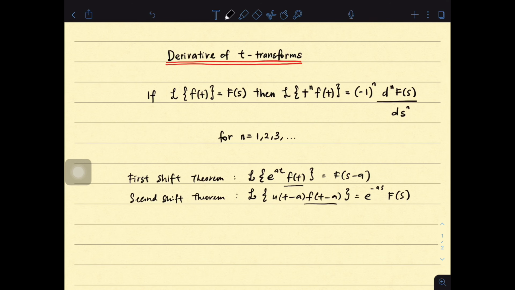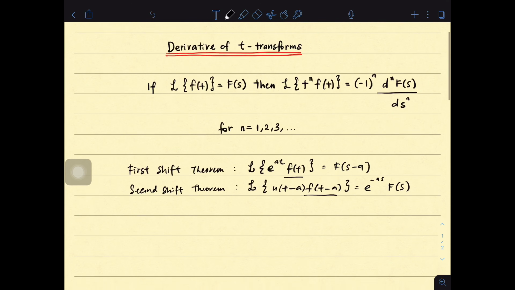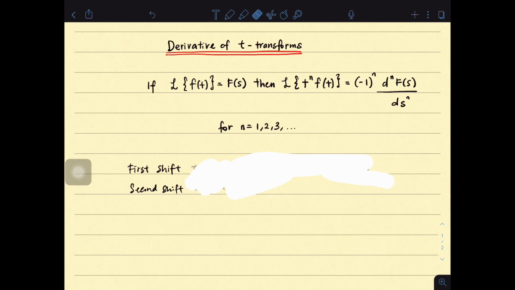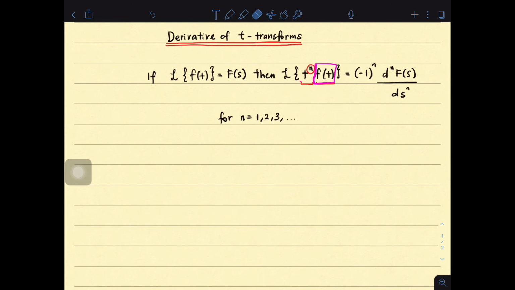Now we want to see how to find the Laplace transformation when it involves the combination, or the product, of two functions where one of them is t to the power of n. You have the function t to the power of n as one of the functions, and it is multiplied with any function f(t). We have a few steps in finding the Laplace transformation of the combination of these two functions.